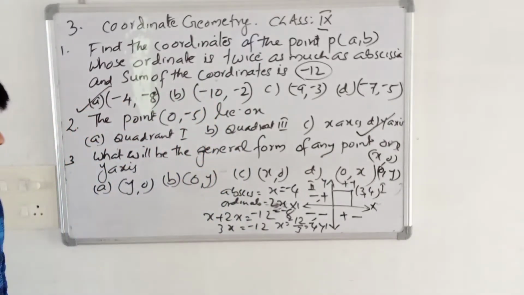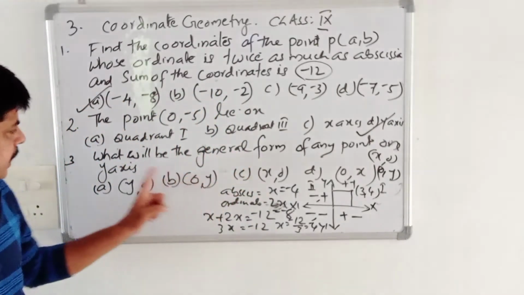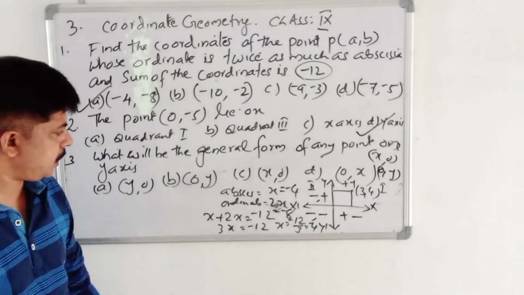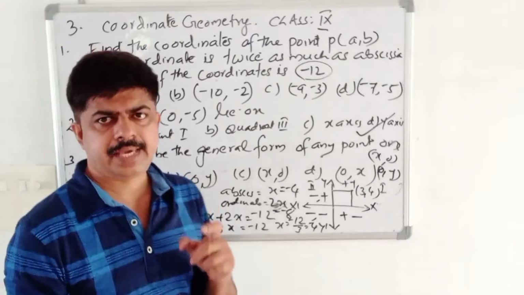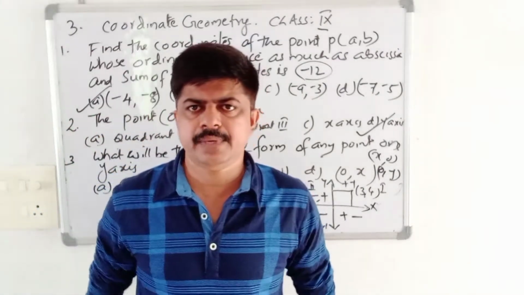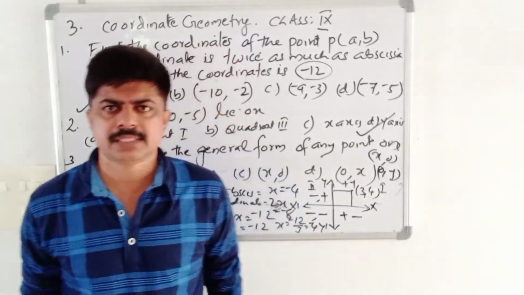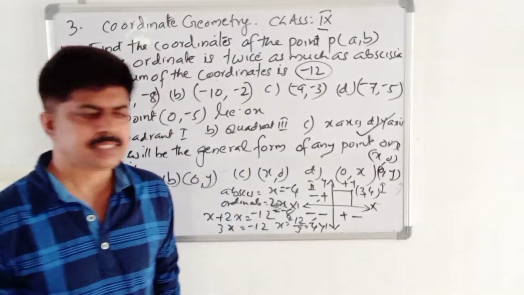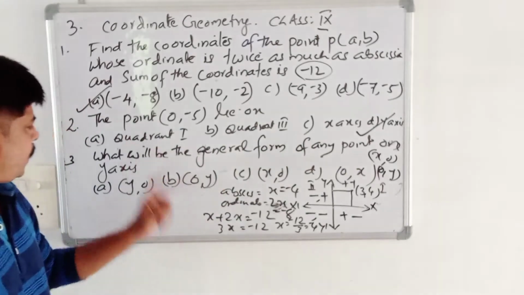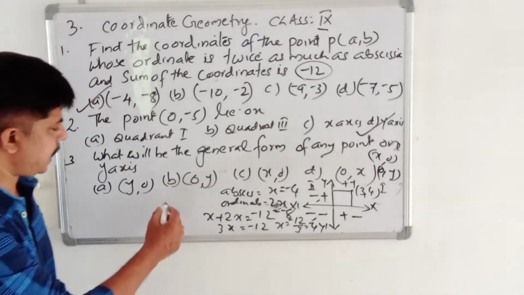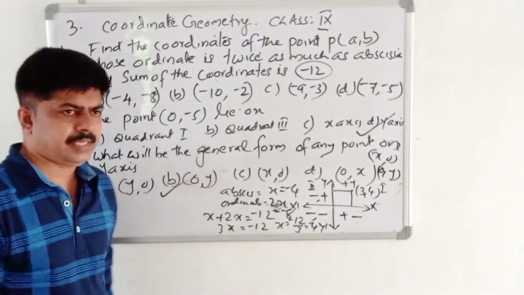Now here comes our third question. What is the general form of any point on the y-axis? Any point on the y-axis has the general form (0, y). Any point on the x-axis has the general form (x, 0). So the question asks for the general form of any point on the y-axis. Therefore, our correct answer is option B, (0, y).